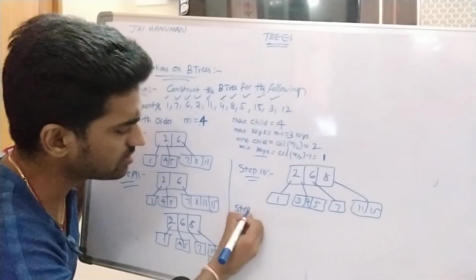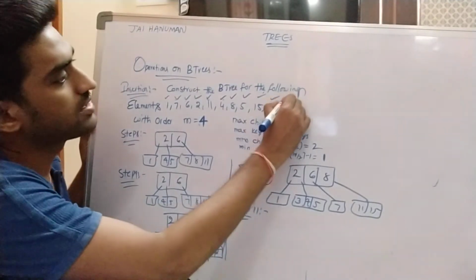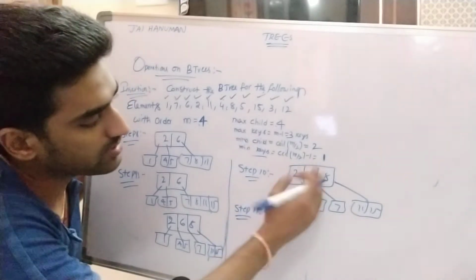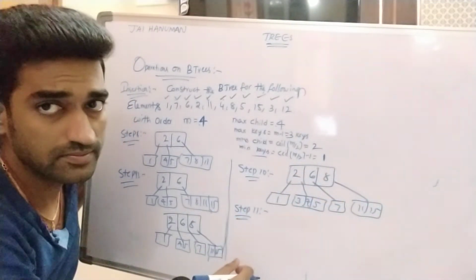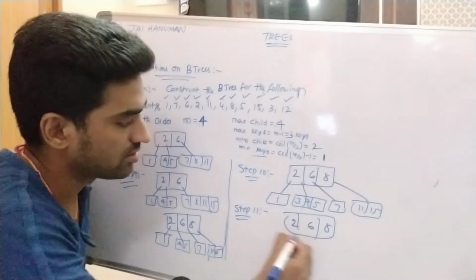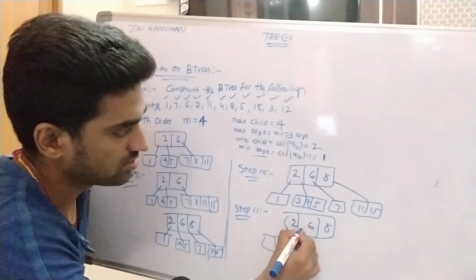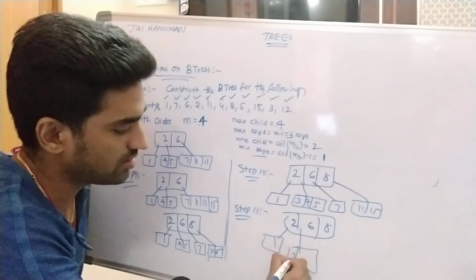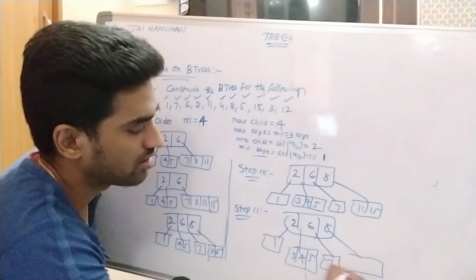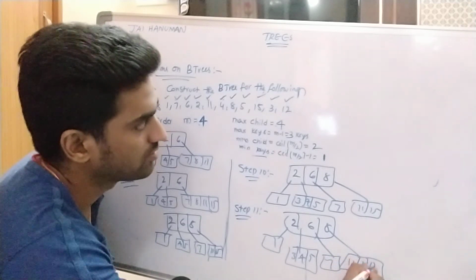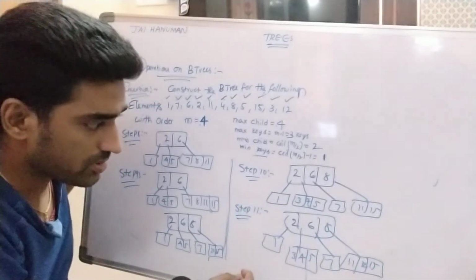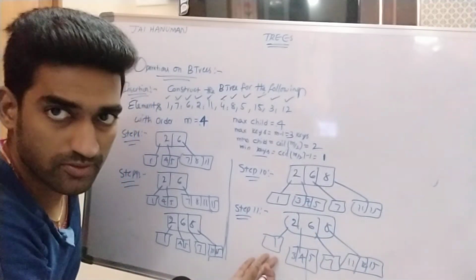What is the next inserted key value? Step 11. We are inserting 12. So when compared to 8, 12 is greater value. So that's why we are inserting right of 8. Now tree becomes like this: 2, 6, 8, 1, 3, 4, 5, 7, 11, 12, 15. Right? So now check whether the tree satisfies the B tree properties or not. So all the properties are satisfied by the fourth order B tree.